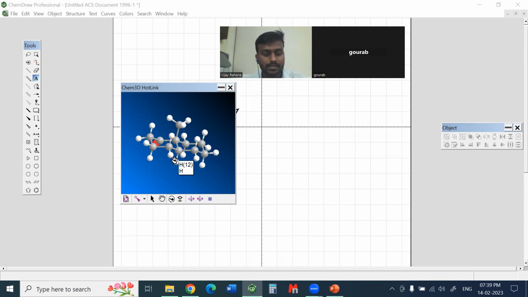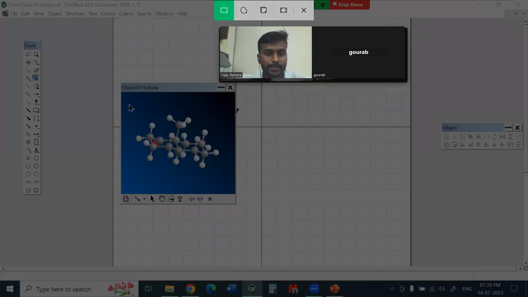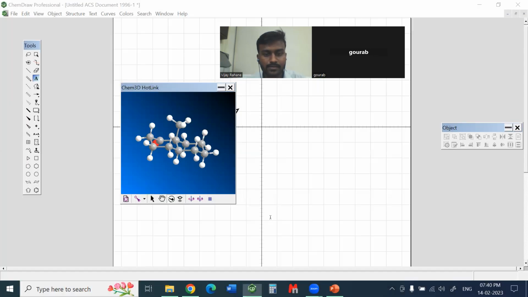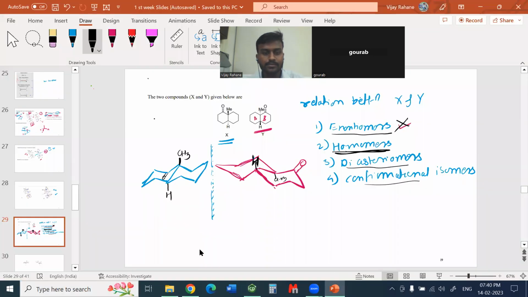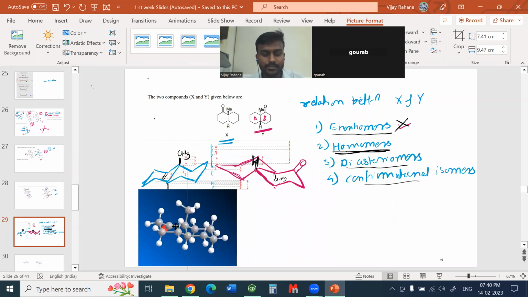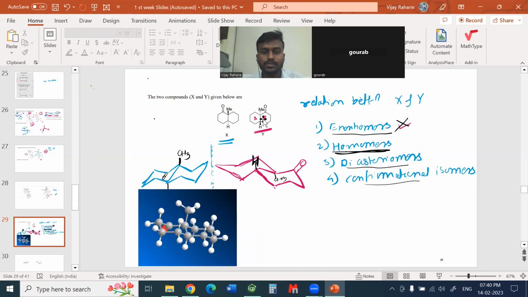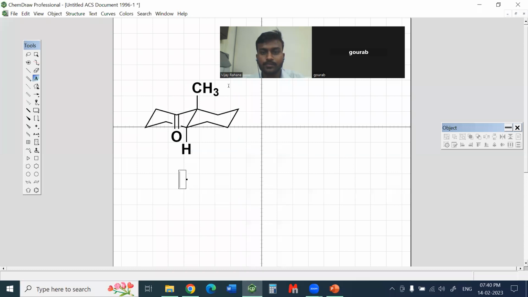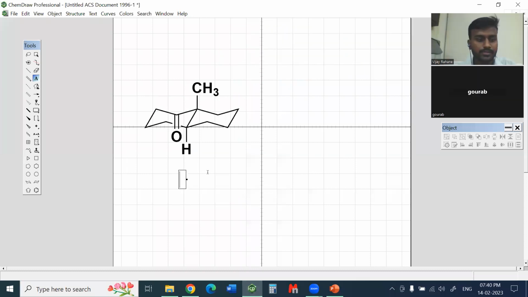See, I will take a snip of this one. So this is possible for the X structure, right? So I will keep it here. Now we will draw the Y structure and we will see whether the same structure is possible for this Y also or not. See what is the difference in the Y. So I will draw a Y molecule. This one like this. Sorry.